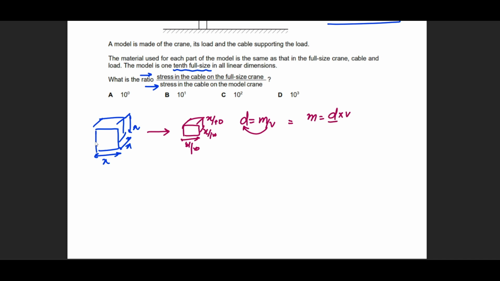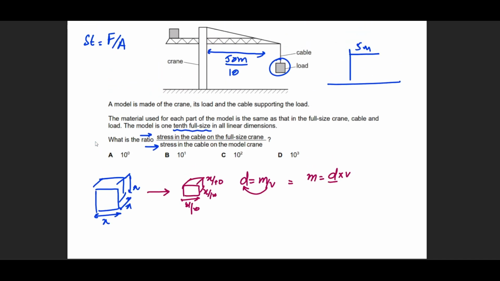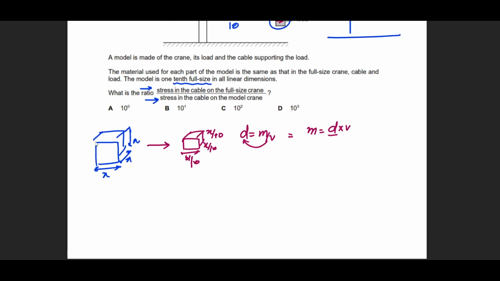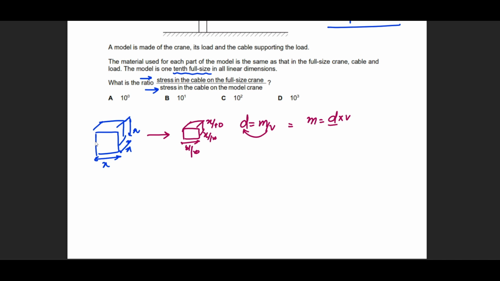Now, density does not change for a material. If you're using an iron block in real life, then we'll be using an iron piece in the model. So it all comes down to the volume. In this situation, the volume was x, x, x, which came out as x cubed. What has happened in this situation? This becomes volume equals x by 10 multiplied by x by 10 multiplied by x by 10, which becomes x cubed by 1000, which means that the volume has been reduced by 1000, so the mass would also have reduced by 1000.